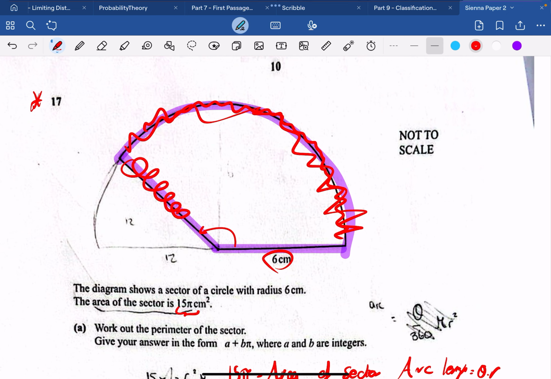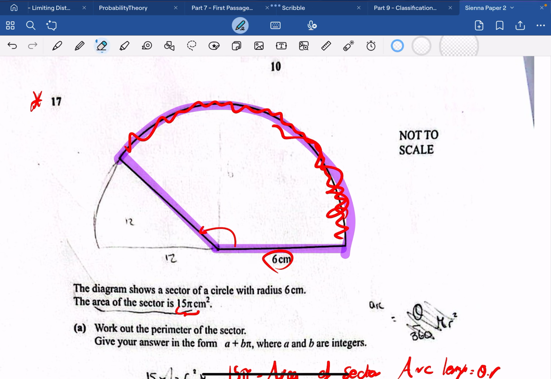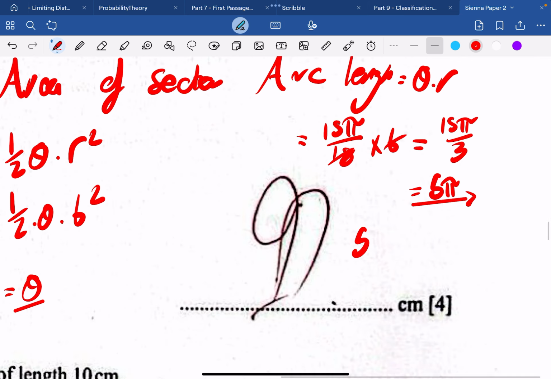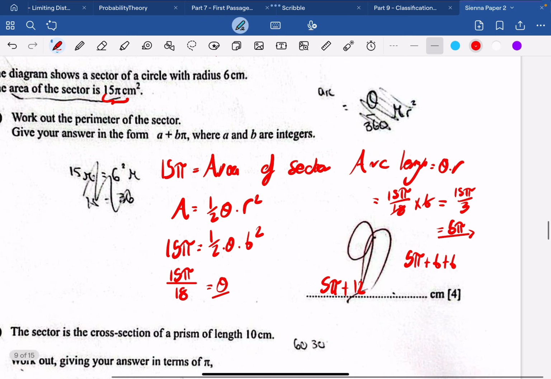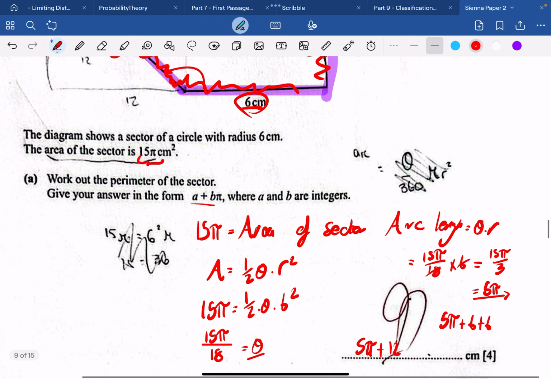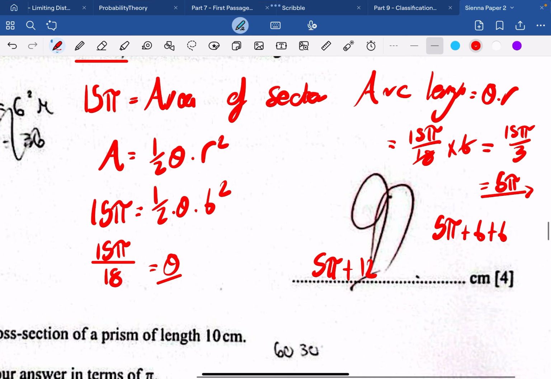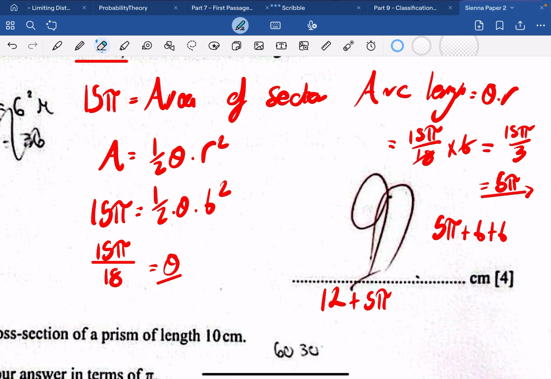But now we have the arc length of the curved part. We also need the perimeter of this. We have the perimeter of this outside bit, but now we need the perimeter of the flat pieces, the straight lines, which is just 6 and 6, because these are two radii. So our answer is 5 pi plus 6 plus 6, which is 5 pi plus 12. We need our answer in the form a plus b pi. Close. Just change it around. 12 plus 5 pi.